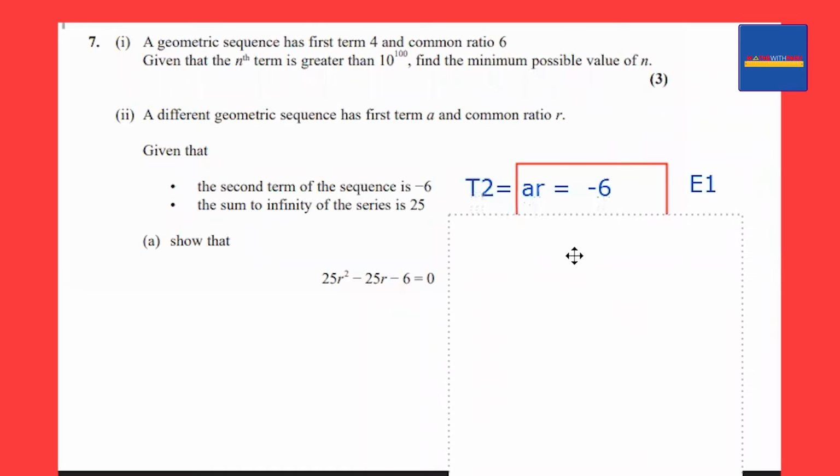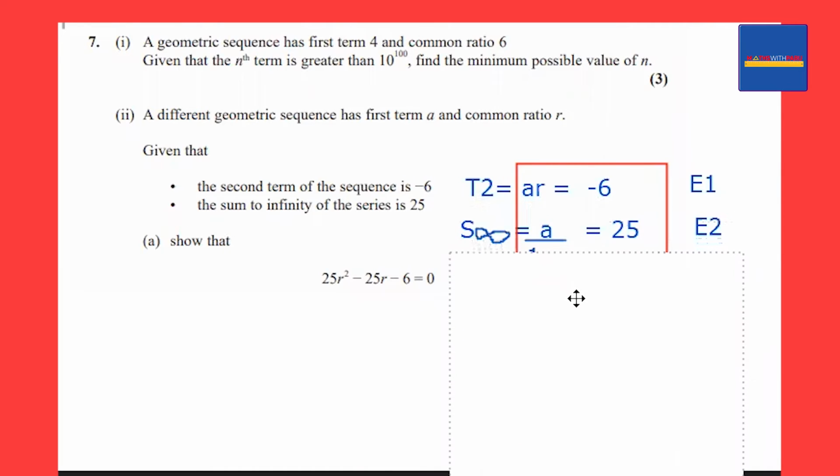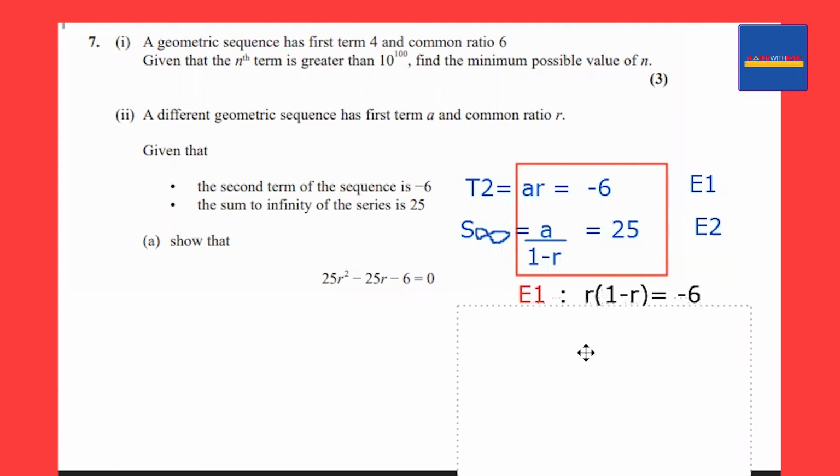We have the second term, ar, which is minus 6. The sum to infinity is a over 1 minus r, which is 25. We have two equations, and I'm going to divide one equation by the other so I can get rid of a. So ar divided by a over 1 minus r is going to be r into 1 minus r, and that's minus 6 over 25.